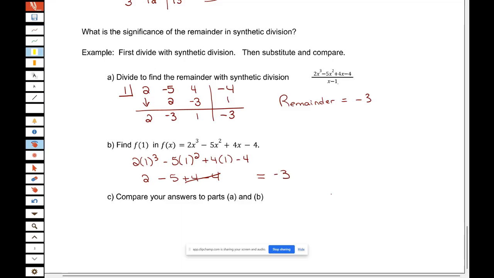Oh, would you look at that? What you get as a remainder is what you would get if you plug it in. They are equal. That is why we call it synthetic substitution.